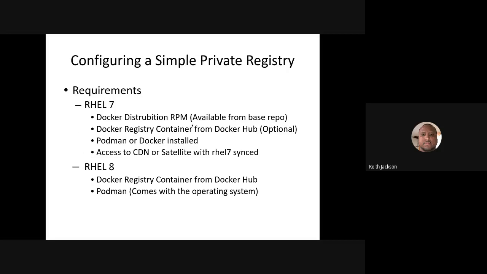So configuring a simple private registry is pretty straightforward. It's not a very involved process. For RHEL 7, you can use either the Docker distribution RPM, which is actually available from the RHEL 7 base repository, or you can run the container from Docker Hub as well. So if you install Docker or Podman on RHEL 7, you can just pull the registry container. It's just called registry. So you pull that from docker.io/library/registry. And then it'll have that registry container pulled into your local registry to be able to run right away.